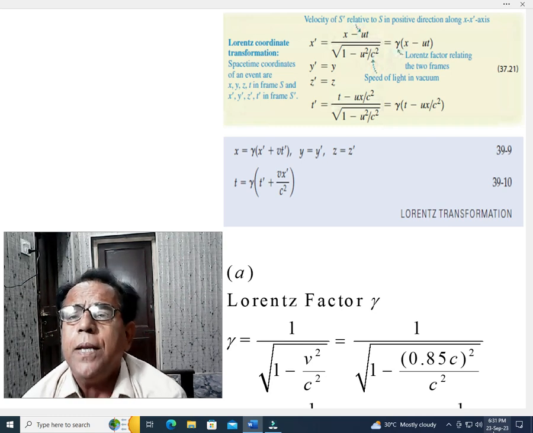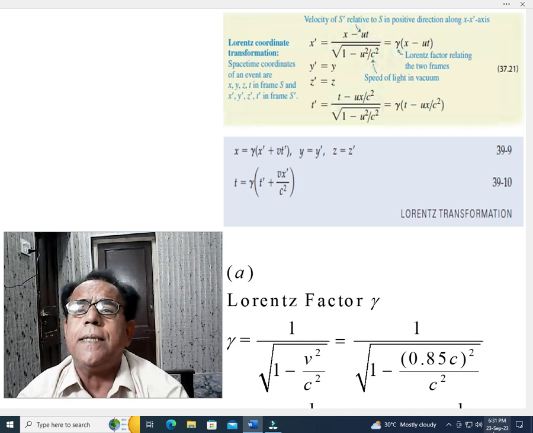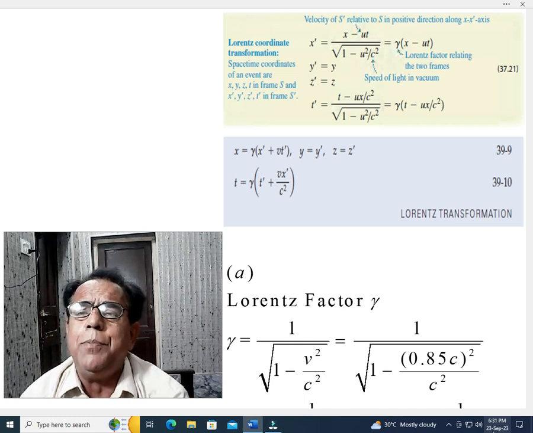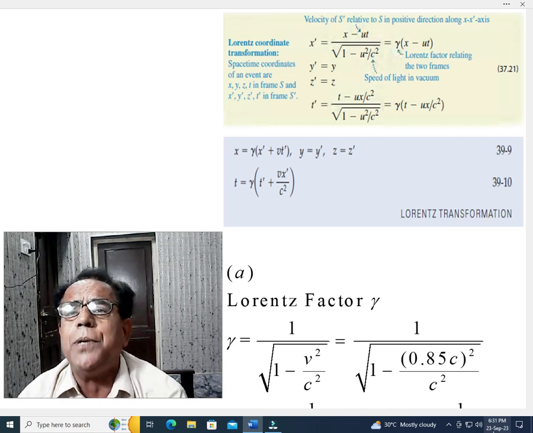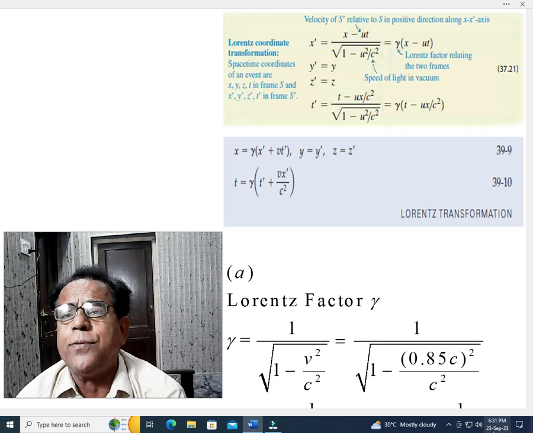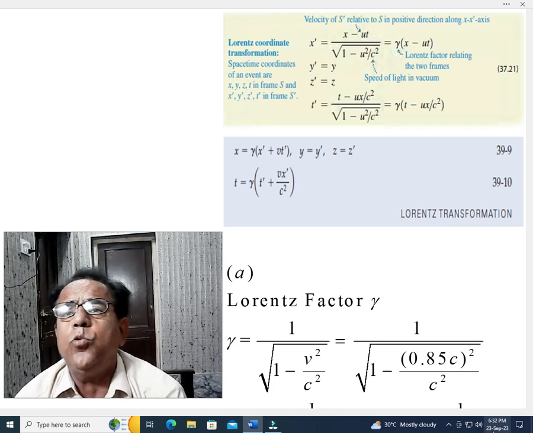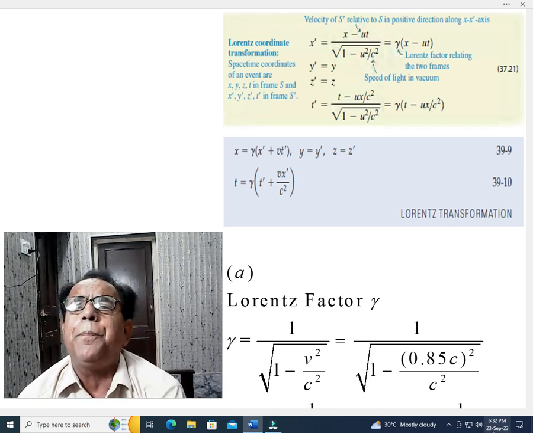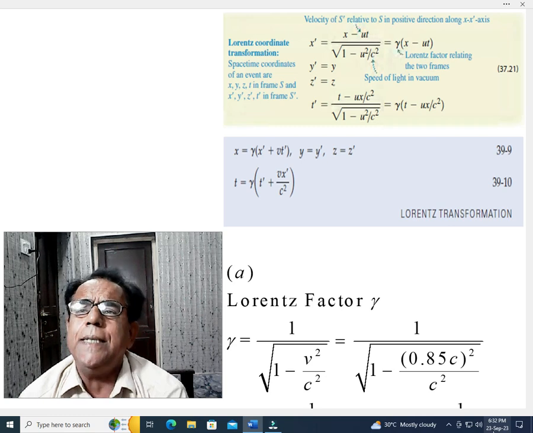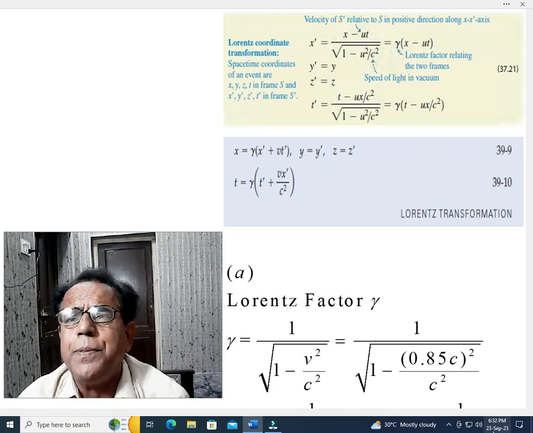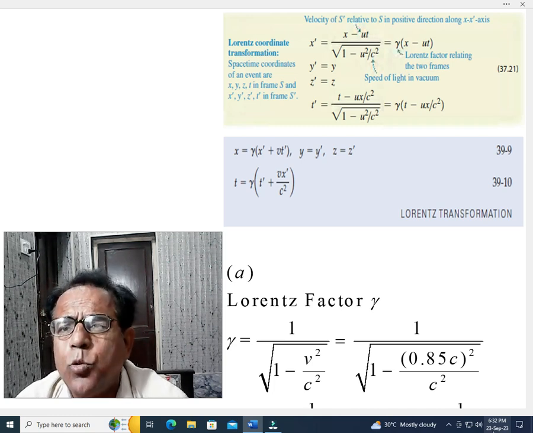However, the fourth coordinate, that is time, will be transformed. t dash becomes equal to t minus ux over c square divided by under root 1 minus u square over c square. This alternatively becomes equal to gamma, which we have already defined in the previous snapshot, times t minus ux over c square.